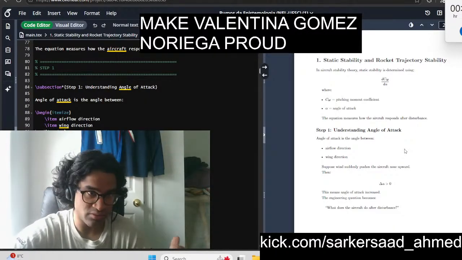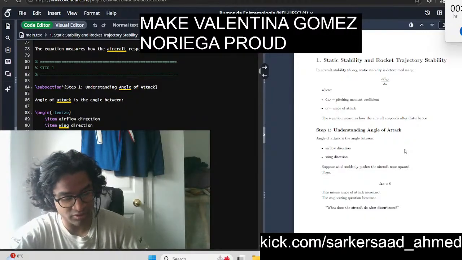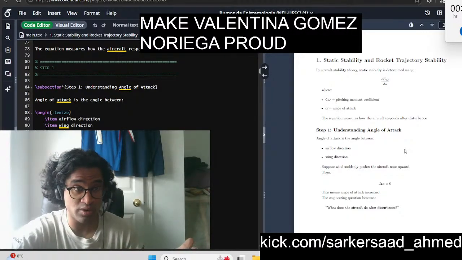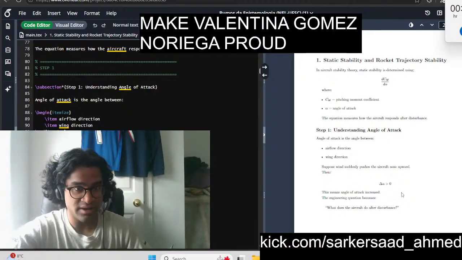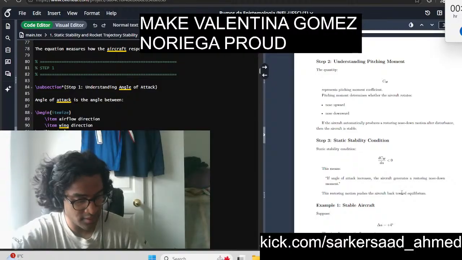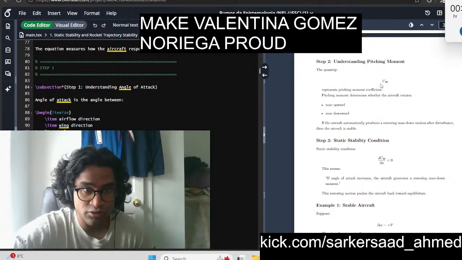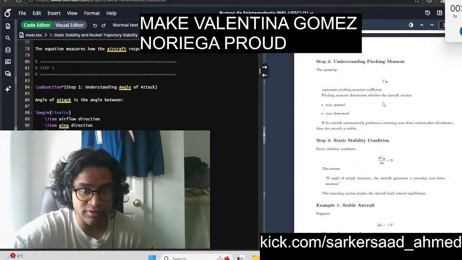Now that we know the angle of attack is increased, what is the aircraft supposed to do? So the quantity Cm represents the pitching moment coefficient. Pitching moment determines whether the aircraft rotates nose upwards or nose downwards. If the aircraft automatically produces a restoring nose down motion after disturbance, then the aircraft is stable.